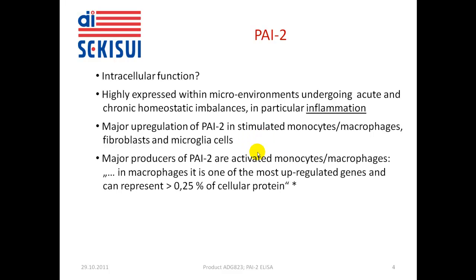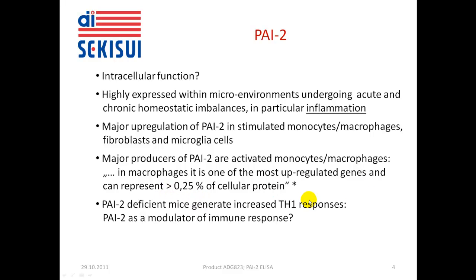In fact, activated monocytes and macrophages are the major producers of PAI-2, and it was found that in macrophages PAI-2 is one of the most upregulated genes and can represent more than 0.25% of cellular protein. Another finding was that PAI-2 deficient mice, which do not show a major phenotype with respect to fibrinolysis, generate increased Th1 responses, and that was taken to suggest that PAI-2 may act as a modulator of immune responses. This citation is from Schroeder in 2011.